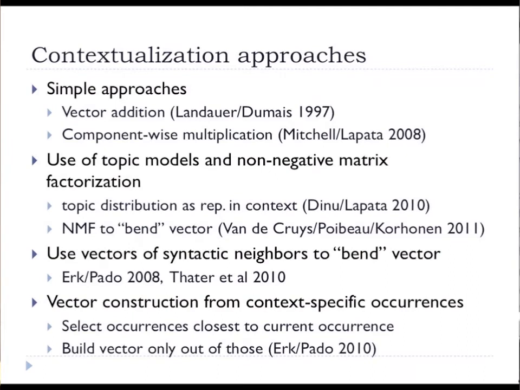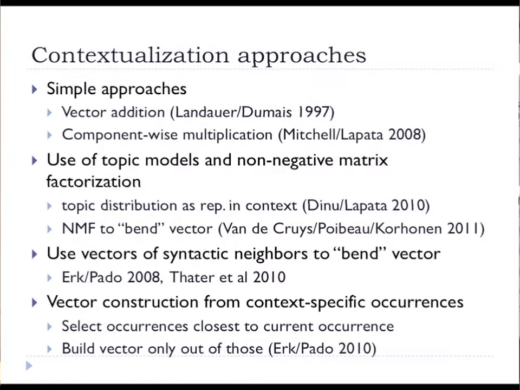The very simplest approach to contextualization is, I guess, vector addition. So you have the vector for catch, you take the vector for flu, and you add them both up to get the vector for catch in the context of flu. A variant of that is, instead of doing vector addition, to do component-wise multiplication. You take the vector for catch and you weigh its dimensions by the vector for flu in order to get a reweighted vector for catch in that context.